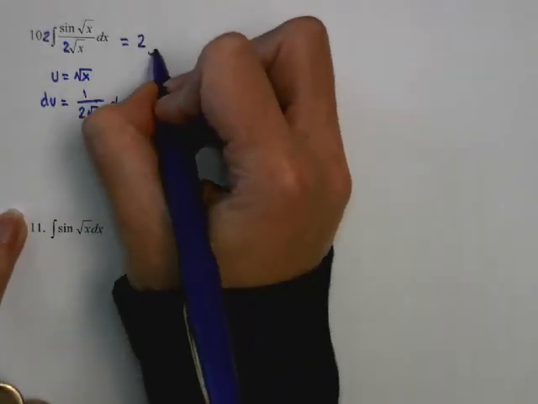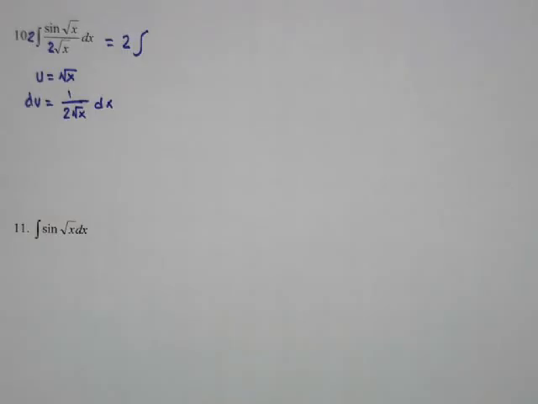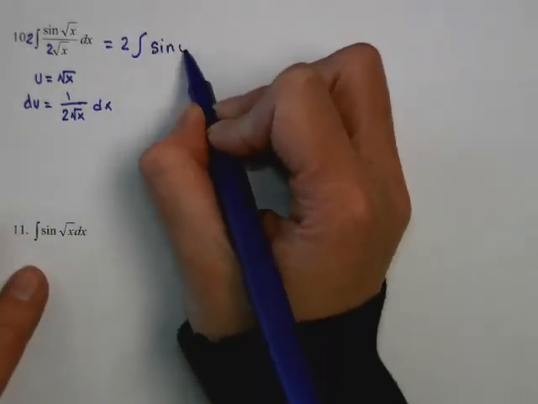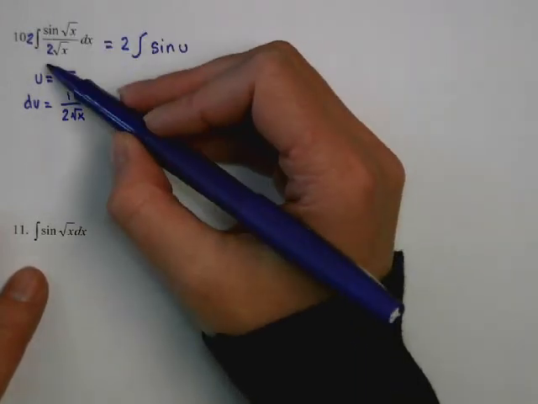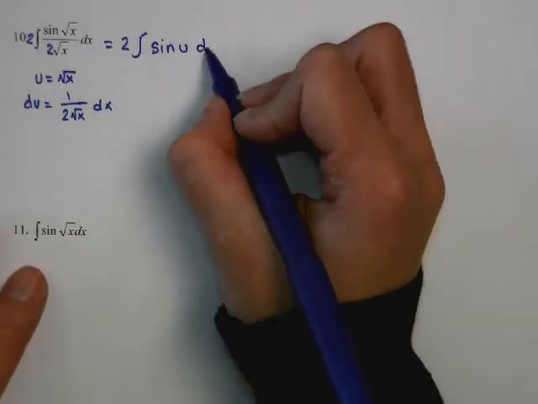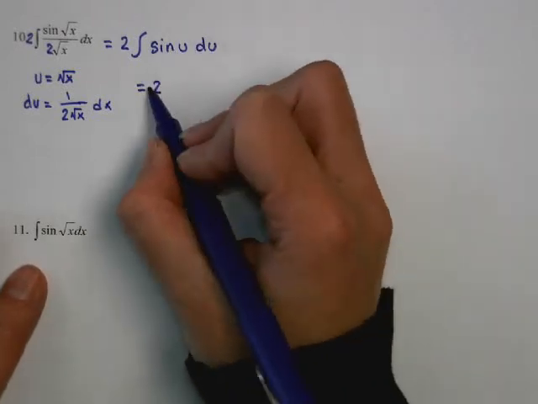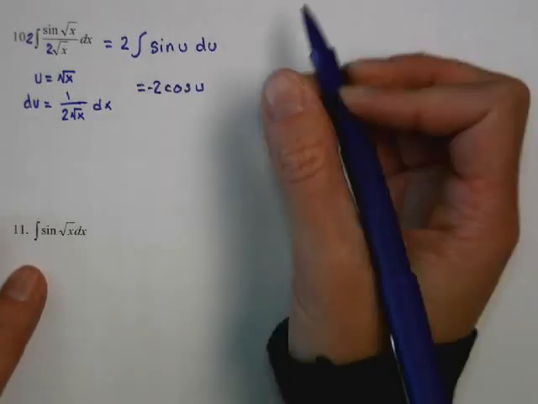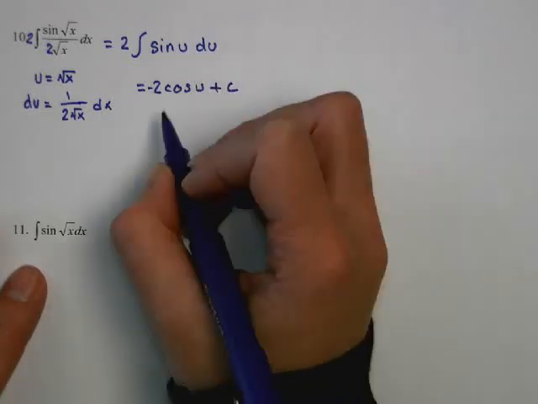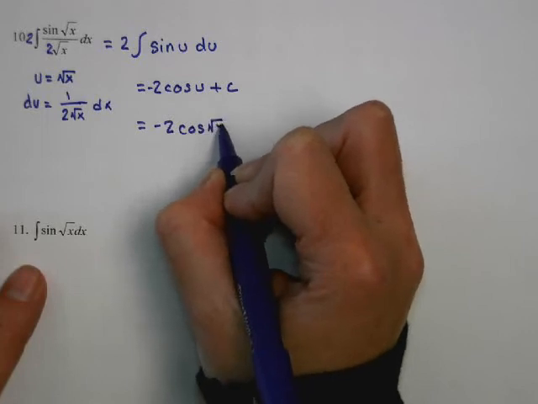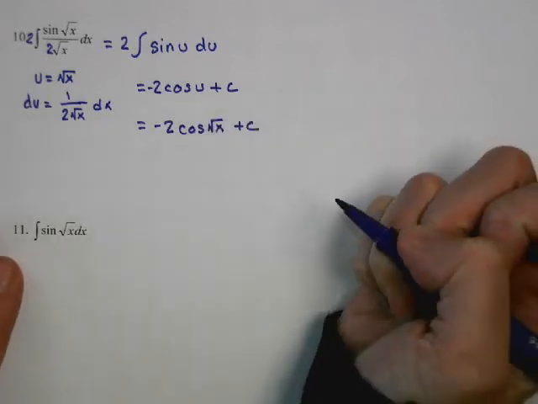So this is going to be 2 times the integral. Now we have sine u, and then 1 over 2 root x dx is du. So this is a good old-fashioned integral of sine is a negative cosine u. So this guy is negative 2 cosine square root of x plus c.